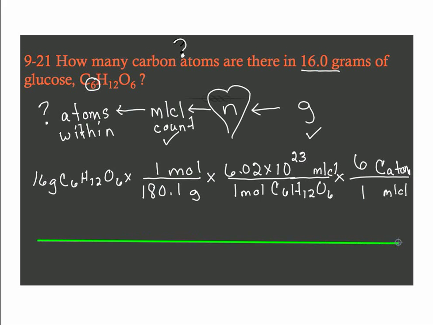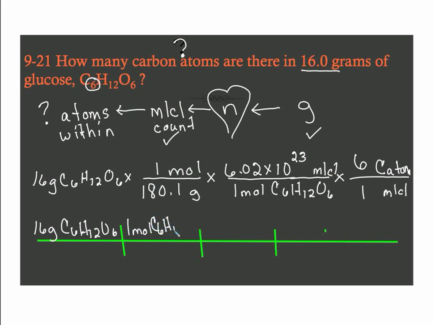All right, let me show you this the other way because some of you will like this better. And in this aspect, I'm not overly picky about this part. So let me show you another way to do this. We could go 16 grams of C6H12O6, right? And then I've got 1 mole of C6H12O6 for every 180.1 grams.